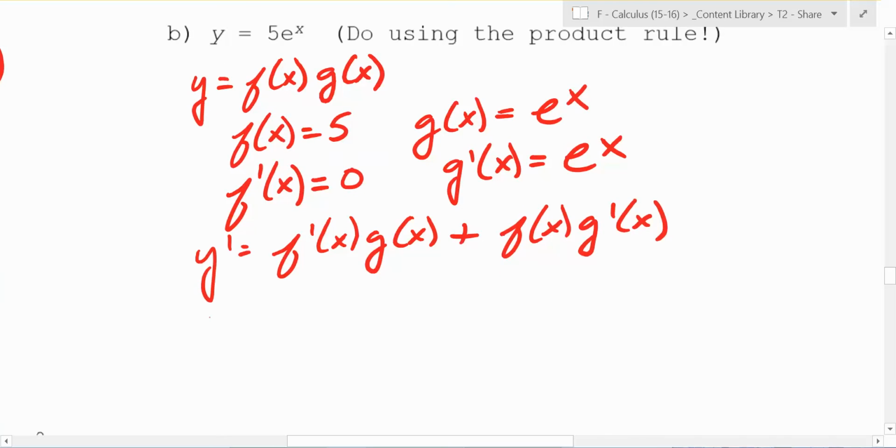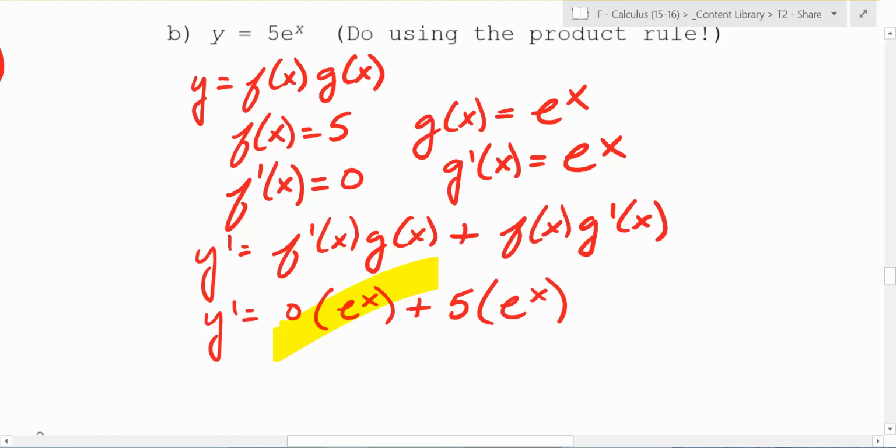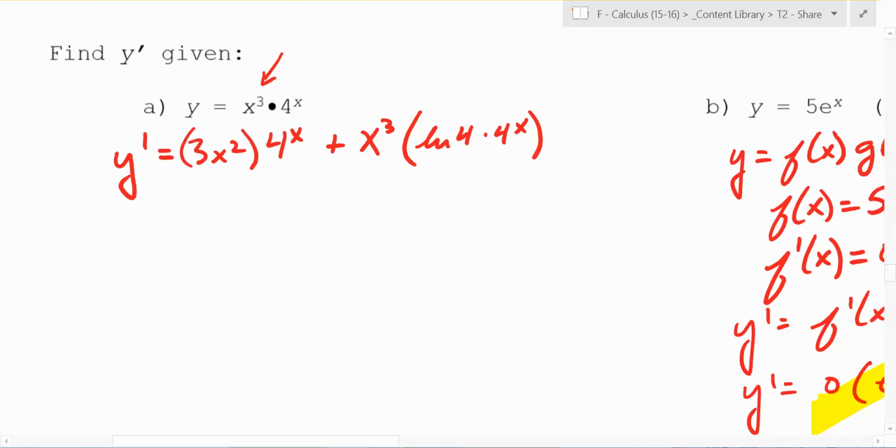What's f prime? 0. What's g of x? E to the x plus, what's f of x? Look up at 5. And what's g prime of x? E to the x. What happens to that first term? It's gone. So what does this whole thing equal? 5 e to the x. Did we just use the product rule? Yes, we did.